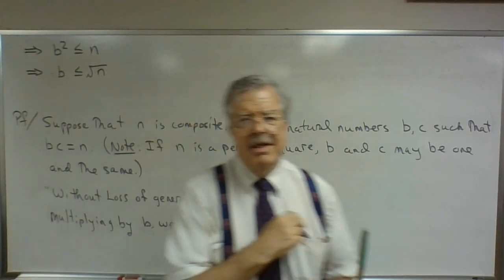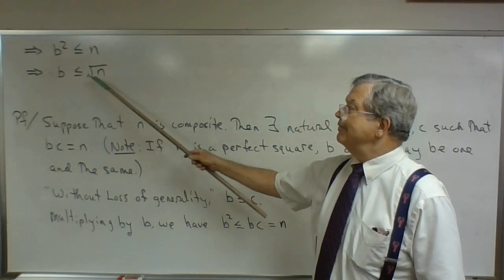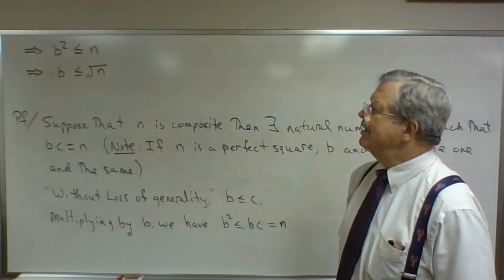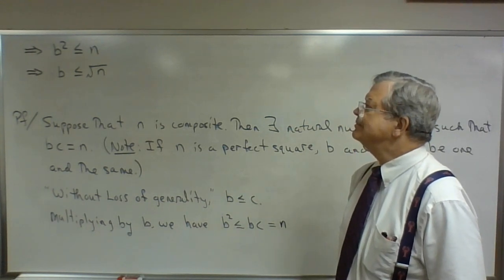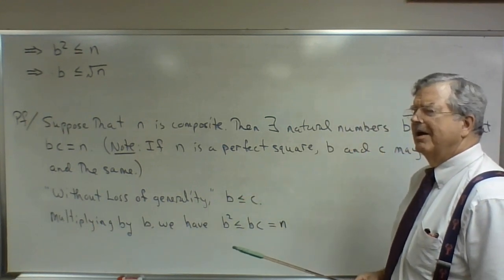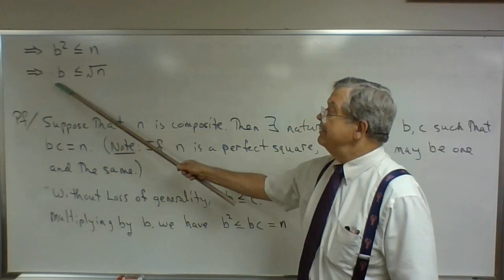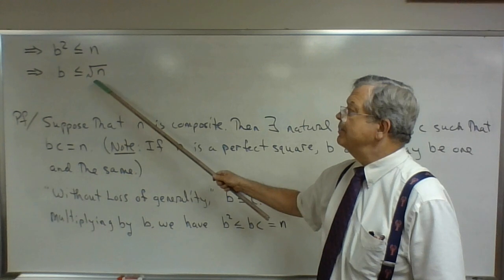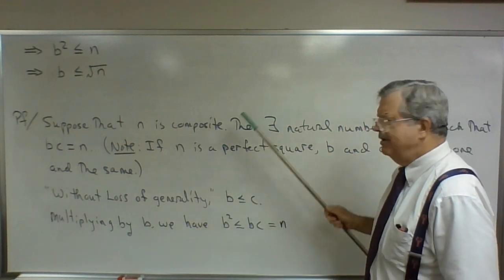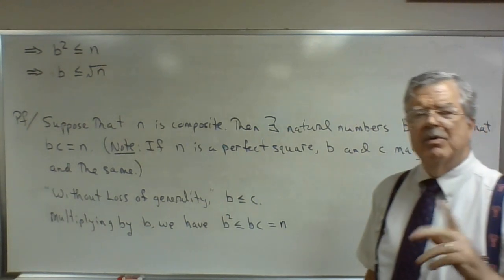Now, it looks like we're done, but we're not quite done. We've shown that b is less than or equal to the square root of n. But what we were saying was n has a prime factor less than or equal to its own square root. b is a factor of n. It is less than or equal to the square root of n, but is it prime? There's nothing that we said here that would guarantee that b is prime. So we have to take care of that detail and then we'll be done.